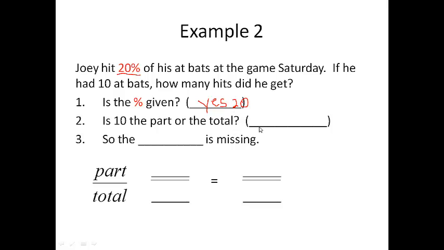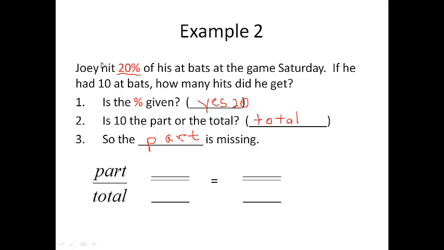Is 10 the part or the total? If he had 10 at-bats, how many hits did he get? Well, 10 is the total because that tells how many times he was at-bat. So that means that the part is missing. Where did it go? I promise I'm going to get better at this as I go along.